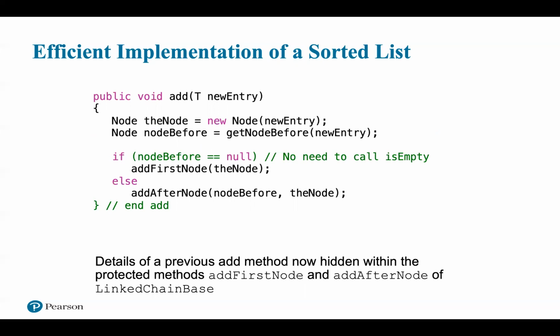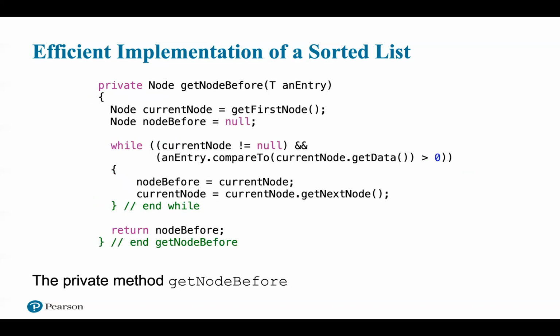The method add in our new class is quite similar to the one in Segment 17.10 for the class LinkedSortedList. However, the details of the previous edition now are hidden within the protected methods addFirstNode and addAfterNode of LinkedChainBase. Thus, our revised method appears as follows. And so you can see that here.